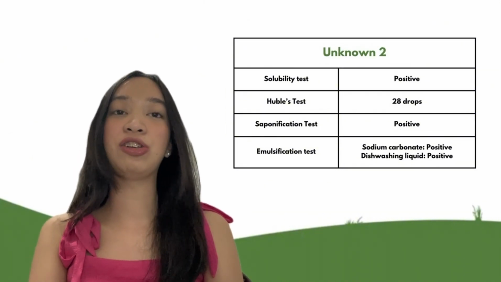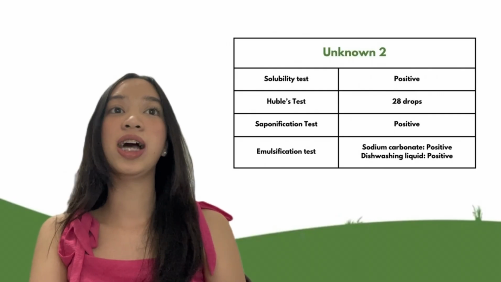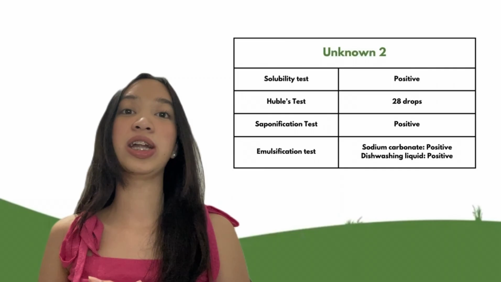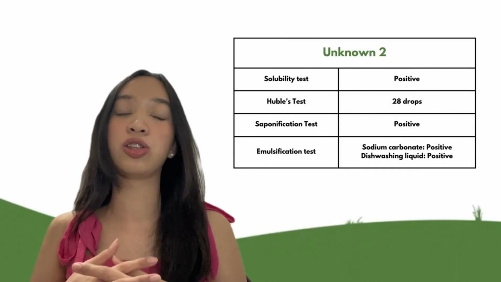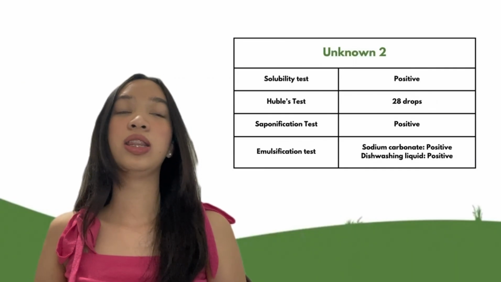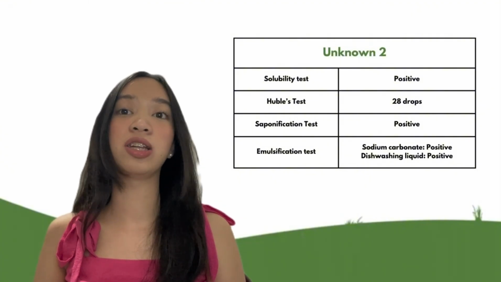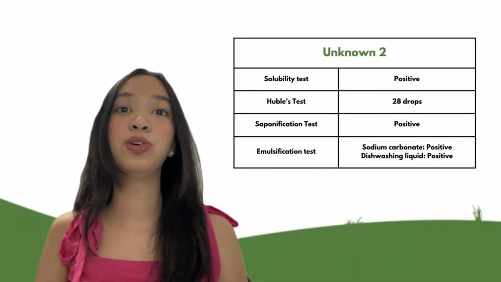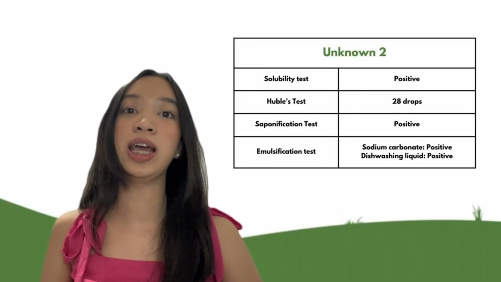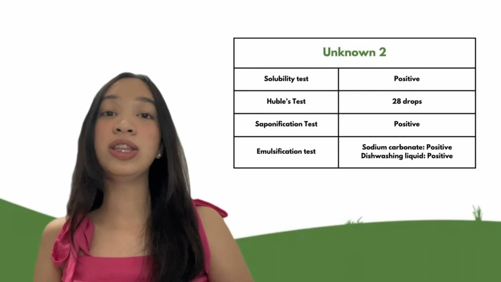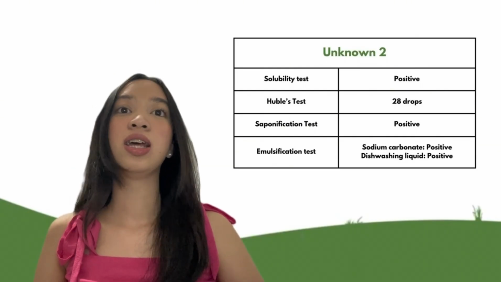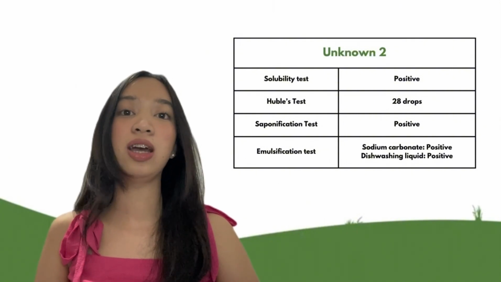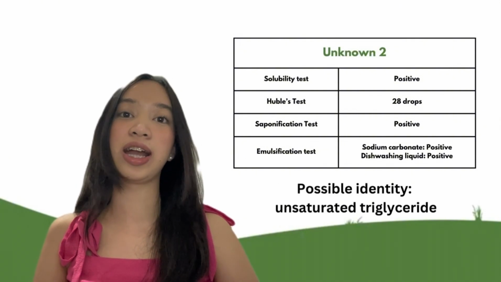Meanwhile, the observation for unknown 2 is that it was soluble in nonpolar solvents. It took 28 drops for the color to turn pink. For the saponification test, it tested positive. And lastly, for the emulsification test, it tested positive under both sodium carbonate and dishwashing liquid. Given the results of the tests, the sample is most likely a fatty acid ester, specifically an unsaturated triglyceride.